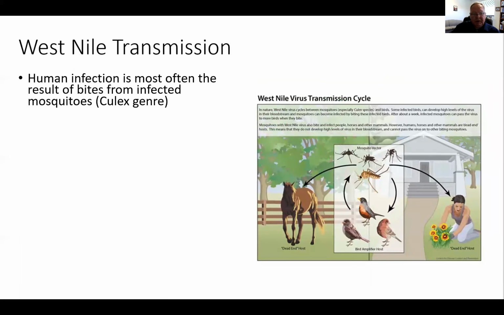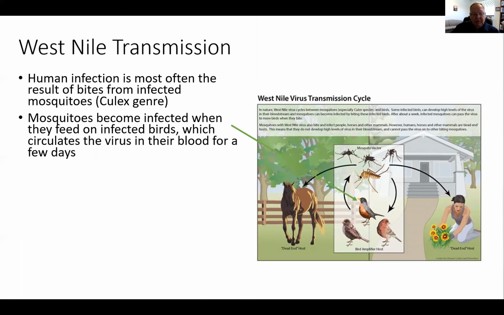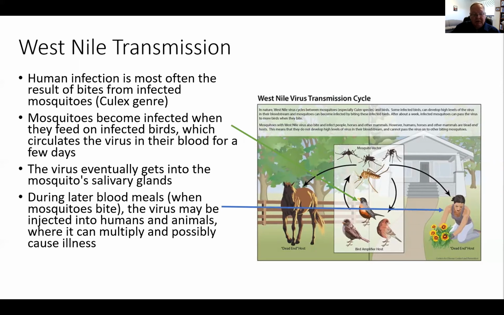So it's transmitted. Human infection is most often the result of a bite of an infectious mosquito, Culex genera. You see that the mosquito becomes infected when it feeds on an infected bird, which circulates the virus in its blood for a few days. The virus eventually gets into the mosquito's salivary glands, and then during later blood meals, when mosquitoes bite, the virus may be injected into humans and animals where it can multiply and possibly cause illness.